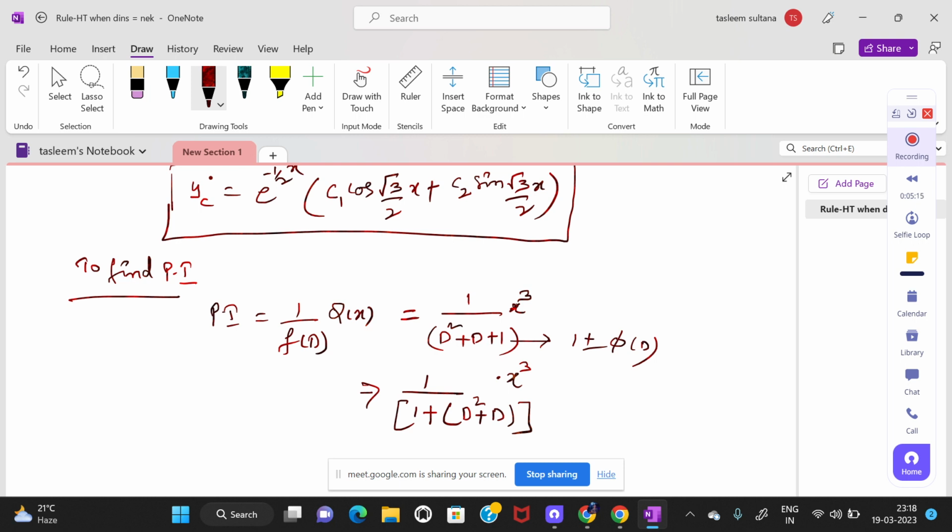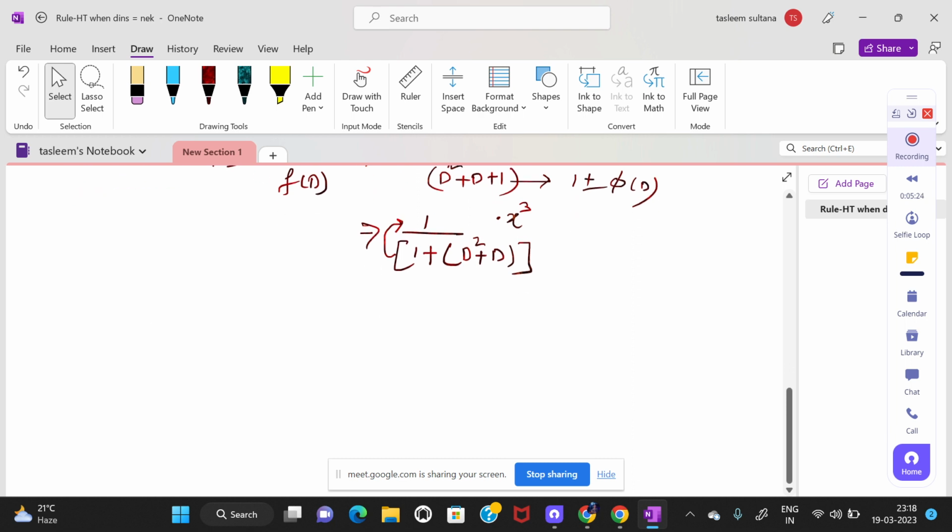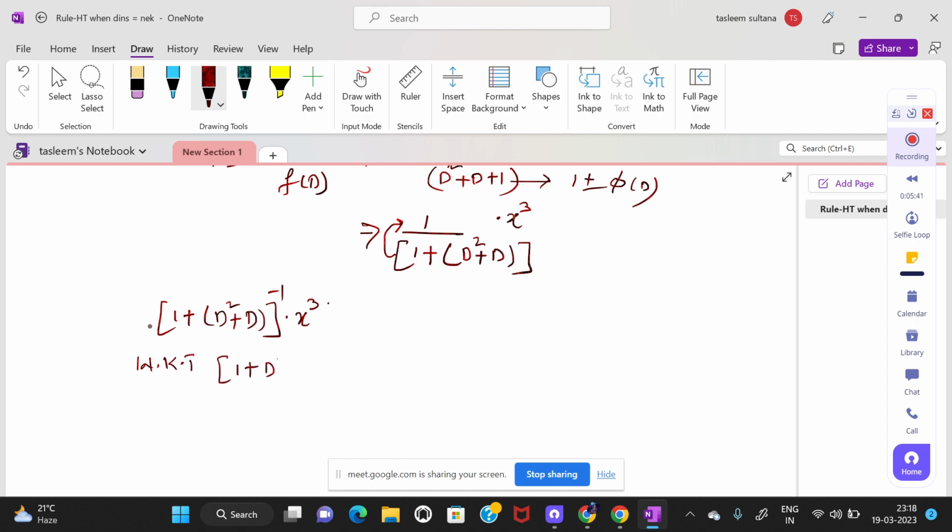Yes, ma'am. Then what you have to do is take this to the numerator so that we can apply the binomial expansion. So it's going to be 1 plus d square plus d whole to the power of minus 1 into x to the power of 3, where according to our knowledge we know that 1 plus d whole to the power of minus 1 equals, it's going to alternate plus, minus. So 1 minus d, then plus d square minus d cube plus so on.